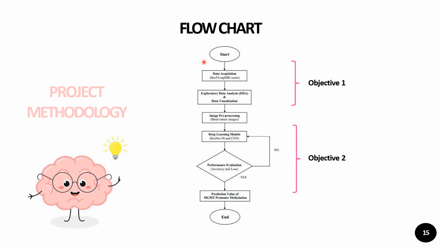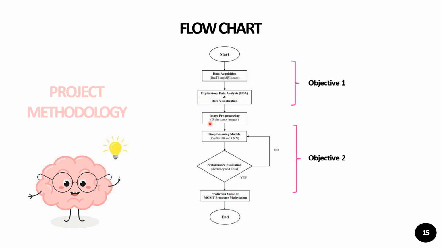So this is the flow chart of our project. First is the data acquisition. We obtain the data from the BRATS mp-MRI scan, and after that, we will implement the exploratory data analysis and also the data visualization. So this is the first objective. And then we will implement the image pre-processing method for the brain tumor images. Then we apply the deep learning models.